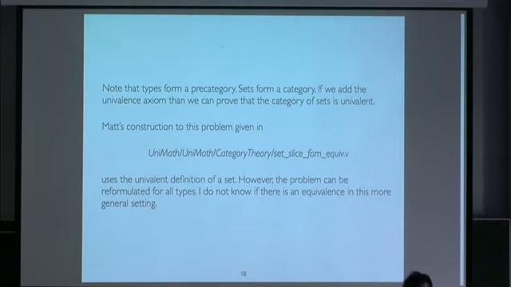So types form a pre-category. Sets form a category. If we add the univalence axiom, then we can prove that the category of sets is a univalent category. Now, the construction for this first problem is given in here, and it uses a univalent definition of a set. However, the problem can be reformulated for all types, and I don't know if there is an equivalence in this more general setting. So that's a question.